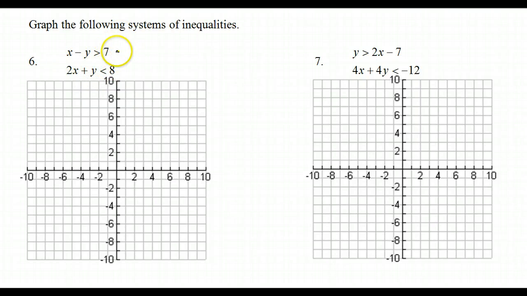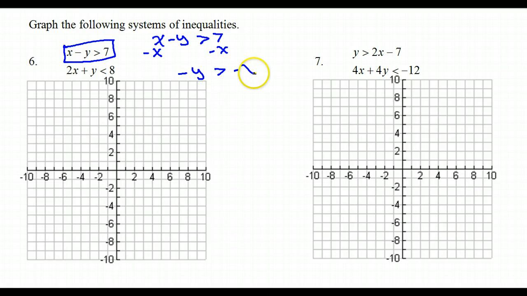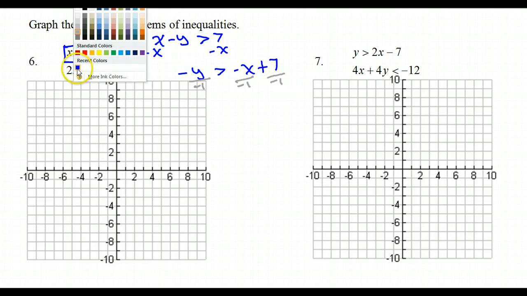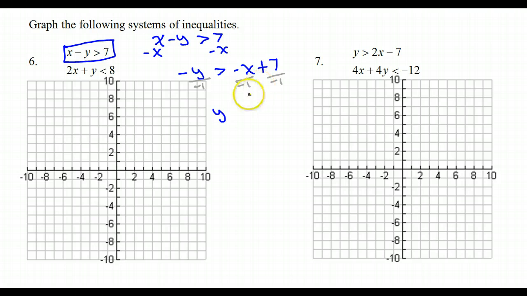Okay, we still have to get y by itself in both cases. So if I have x minus y is greater than 7, I'm doing this one. I would have to subtract x from both sides. Now, watch this. You see I still have this negative sign in front of the y. I have to get rid of that, and I can do that by dividing everything by -1. But I'm dividing by a negative, so I'm going to have to reverse the inequality.